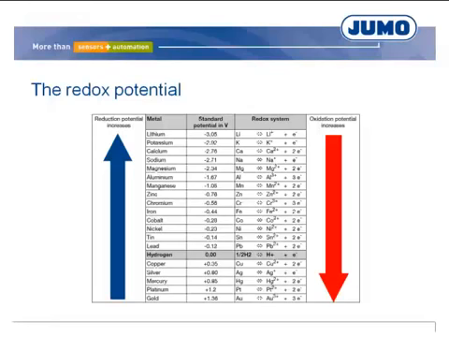Taking chromium and platinum as an example, chromium has the greater reduction potential. Electrons are given to platinum, platinum is reduced, chromium is oxidized. As is also the case in the shown example, the difference between the redox potential is the driving force for the transfer of electrons.